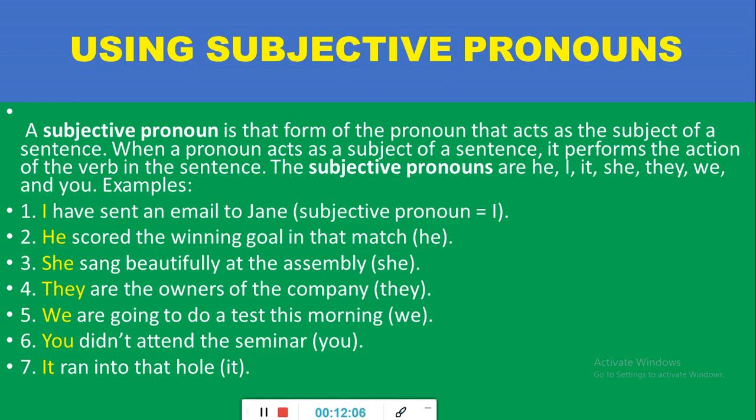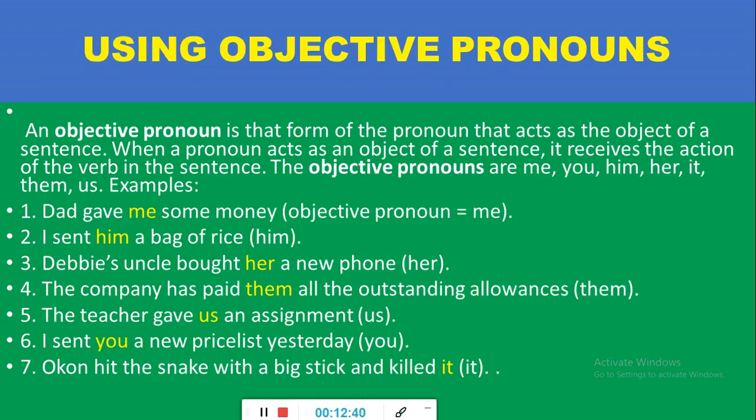And last but not the least, number 7, it ran into that hole. It here is the subjective pronoun because it refers to the very thing we are talking about. It could be a rat or a snake or any other animal. All right? So these are the subjective pronouns, and we have looked at how to use subjective pronouns correctly in meaningful English sentences. So now we are going to look at how to use objective pronouns.